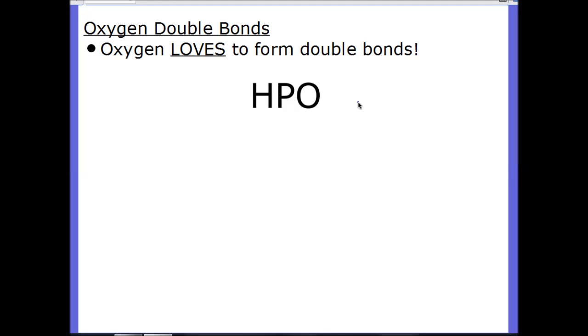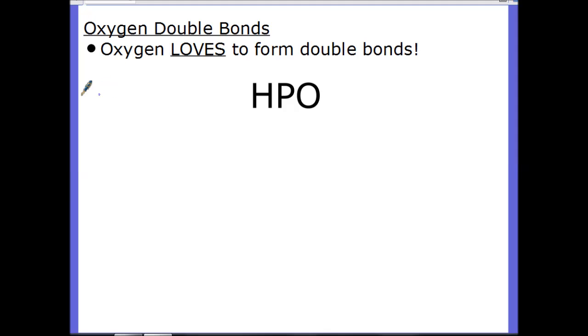Alright, here's an example with a double bond and with oxygen. Oftentimes, if you have too many valence electrons in your molecule, remember, you're going to need a double bond. And just as an example, oxygen loves double bonds. So whenever possible, form a double bond with the oxygen and the central atom.